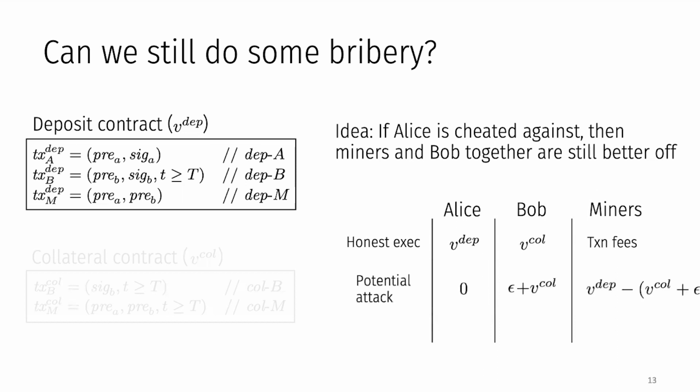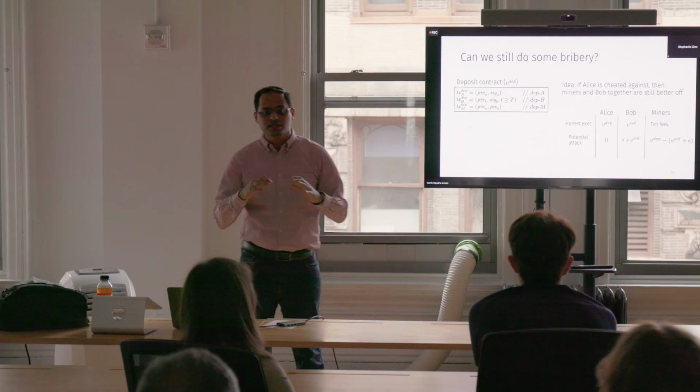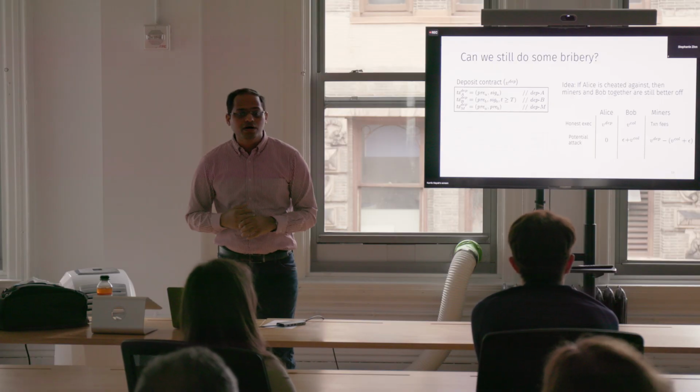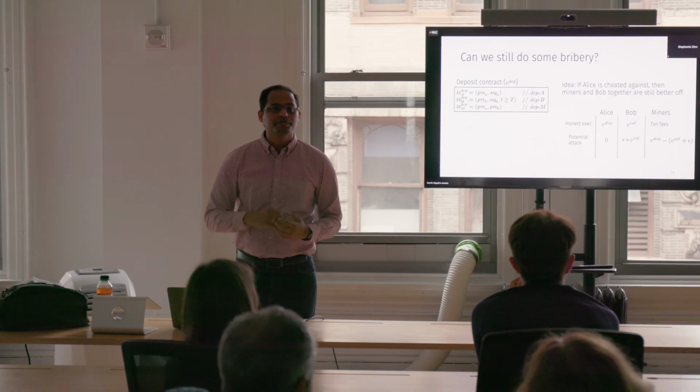If we can get into the situation where Alice gets nothing back, Bob gets something more than in the honest execution, some VCall plus epsilon, and miners get VDEP minus VCall plus epsilon, then it may be advantageous for both Bob and the miners. Note that in the bottom line here, I'm ignoring the collateral contract, although I have kept it in the honest execution. So even in such a situation, Bob and miners can potentially earn more.